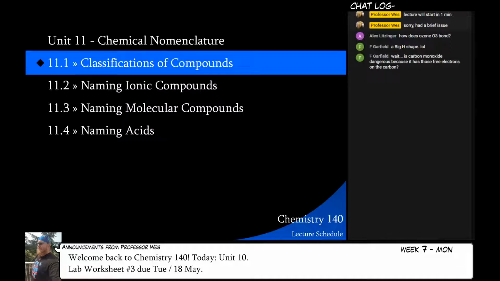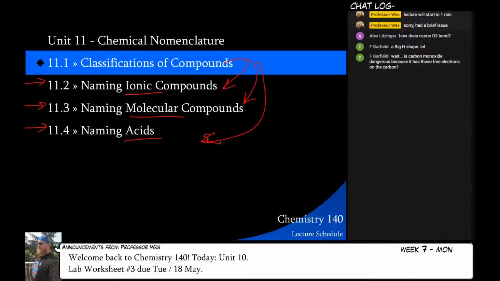So what we're going to have to do first is categorize everything into a bunch of different categories so that we can name it. And from there, we're going to take what we've categorized into each of these three categories and apply unique rules. So there's going to be ionic rules, molecular rules, and acid rules. And which rules we apply depends on where we categorize.